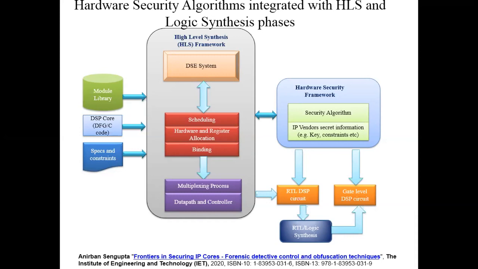During this process, within each of these phases, we can incorporate the security algorithm into one of the subphases of HLS. These security algorithms could be controlled by IP vendor secret information, such as secret constraints, or they could be the private key, as we use in the case of a digital signature. Once these are embedded as part of the design during the synthesis phase, we finally get an RTL DSP circuit or an IC that contains the security information.